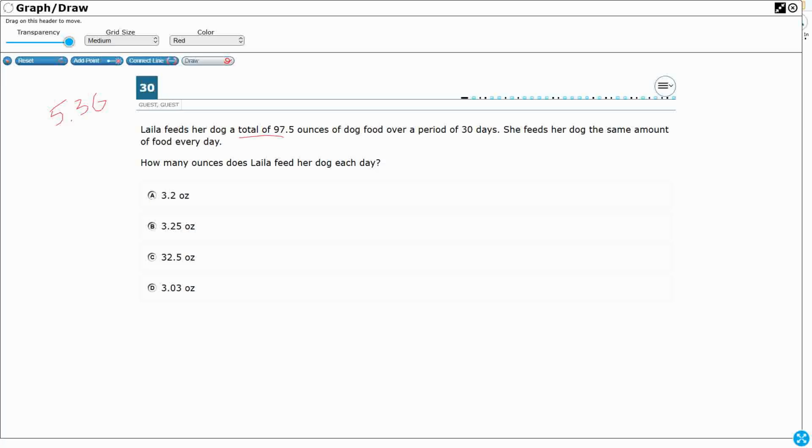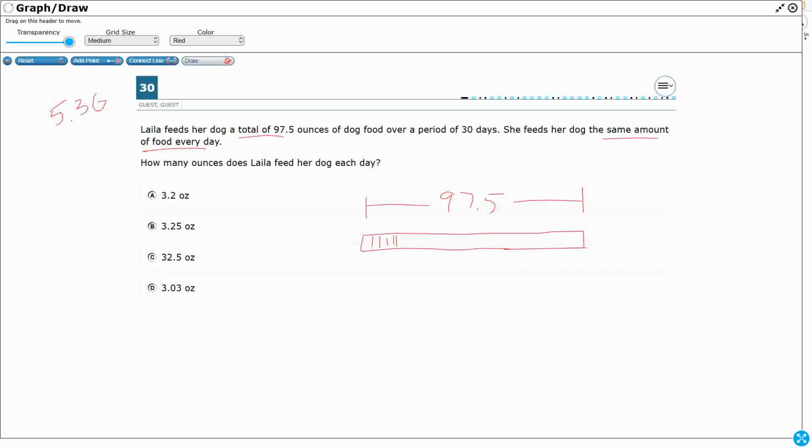Look at that. When we've got the total, that means we can put a strip diagram here, and we can say, look, we've got the total. So we've got a part to whole here. And so over a period of 30 days, the same amount every day. So what I can do is I can draw 30 boxes here. There's 30 parts.